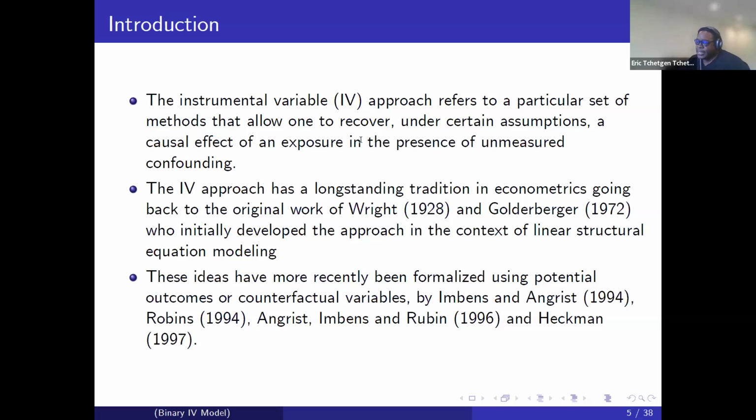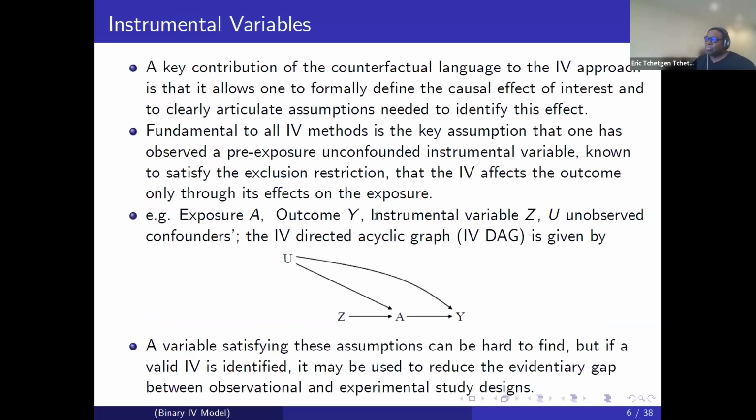More recently, these ideas have been formalized using potential outcomes or counterfactual variables, and that's the formulation I'm going to take. This was done by Imbens and Angrist, Robins, Angrist, Imbens, and Rubin, and Heckman, using slightly different modes of identification, but nevertheless, starting this literature of how do we think counterfactually about the effects in the IV context and formalizing identification conditions using such language.